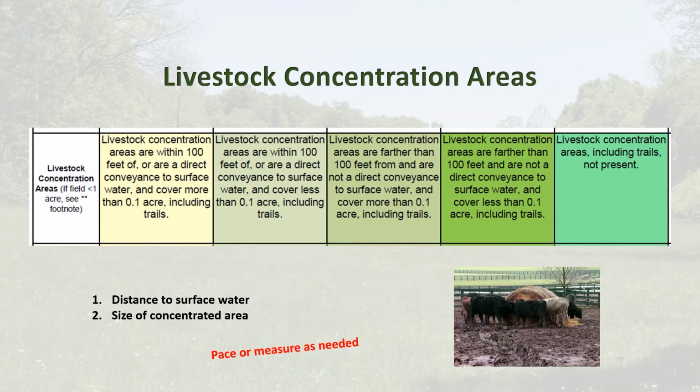Livestock concentration areas include but are not limited to winter feeding and loafing areas. Water quality degradation is a main focus here. Therefore, the distance to water is important, as well as the actual size of the concentrated area. And note that size is used instead of percentage.